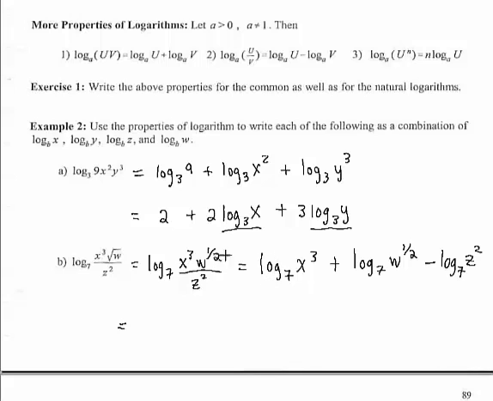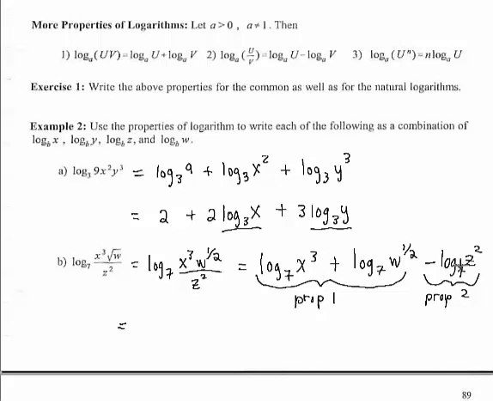So what we did with the x and the w is we applied the first property of logs, and then with the z squared we applied the second property. So this is property 1, and this last one we subtracted as a result of property 2.